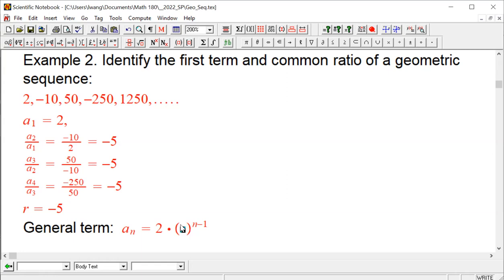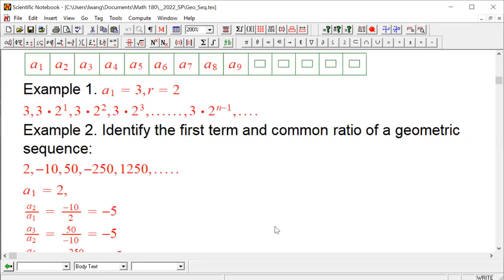So r will be replaced by -5 and to the power n minus 1, okay? We cannot multiply 2 with -5 because the exponents have to be done first. The same thing is to be said about these terms. You can multiply 3 with 2 here, but you cannot multiply 3 with 2 here because here is power 1.